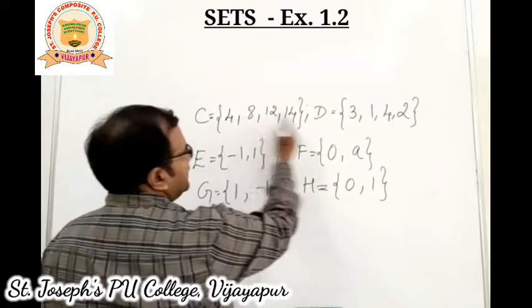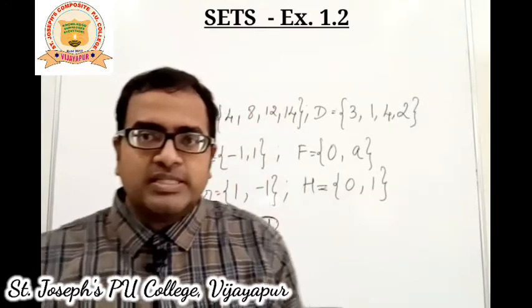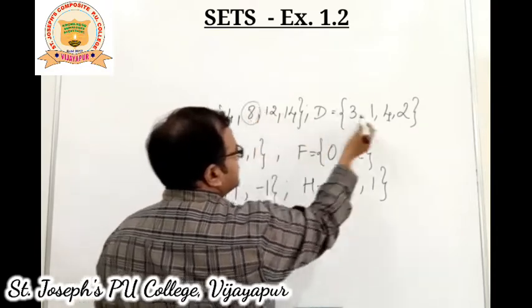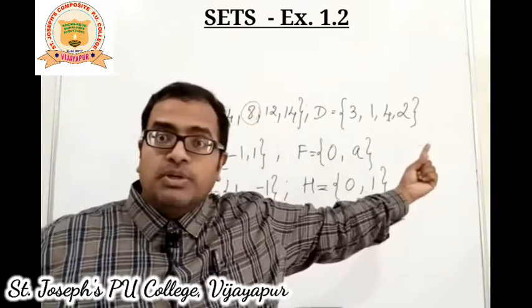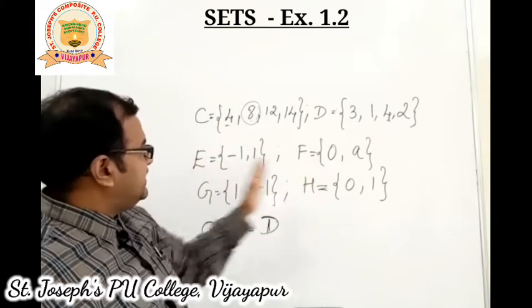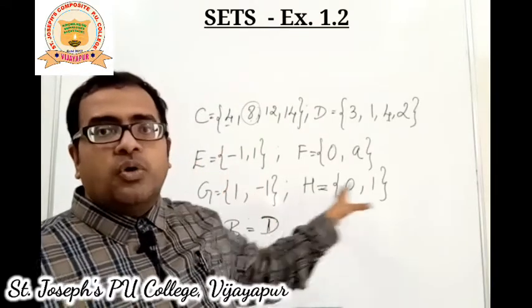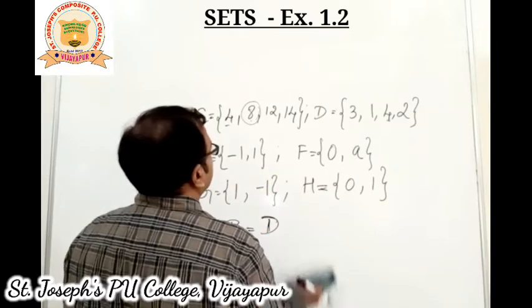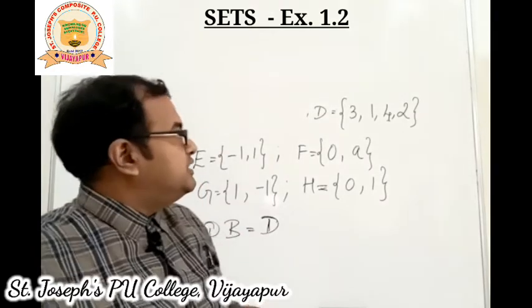Now C and D, they are equivalent. They are equivalent because they both have the same number of elements. But 8 doesn't appear in D. So 8 belongs to C, but 8 does not belong to D, so they are not equal. And for the same reasons, C is not equal to any of these E, F, G, H, because they are not even equivalent. The number of elements in C is 4. In all the others, there are just 2. So C is not equal to any other set. So I am going to rub it off. There goes C. Bye-bye.